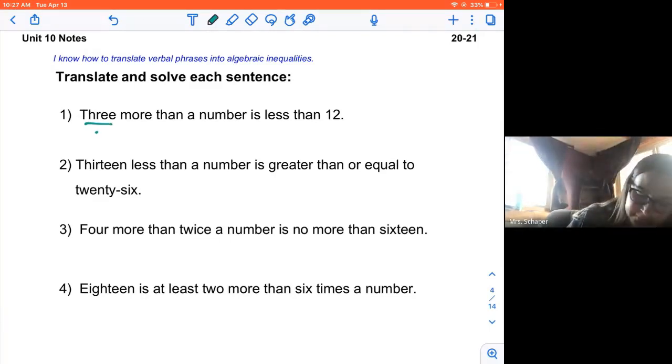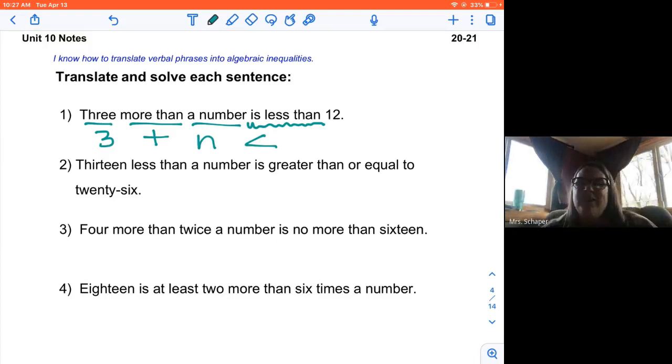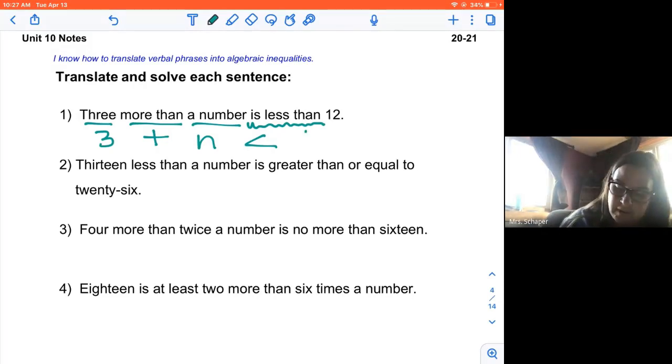3 more than, it's addition, a number, n, is less than. Now, you might say, well, why didn't we use the more than sign on the first part? Well, the reason is because it doesn't have the word is. Is what kind of compares the two parts. So is less than tells me to use the less than symbol, and that's 12.